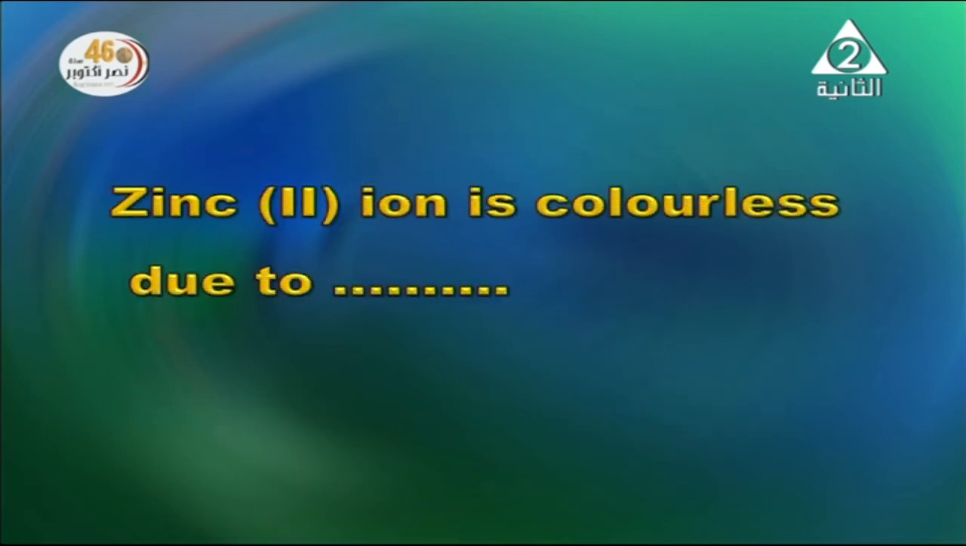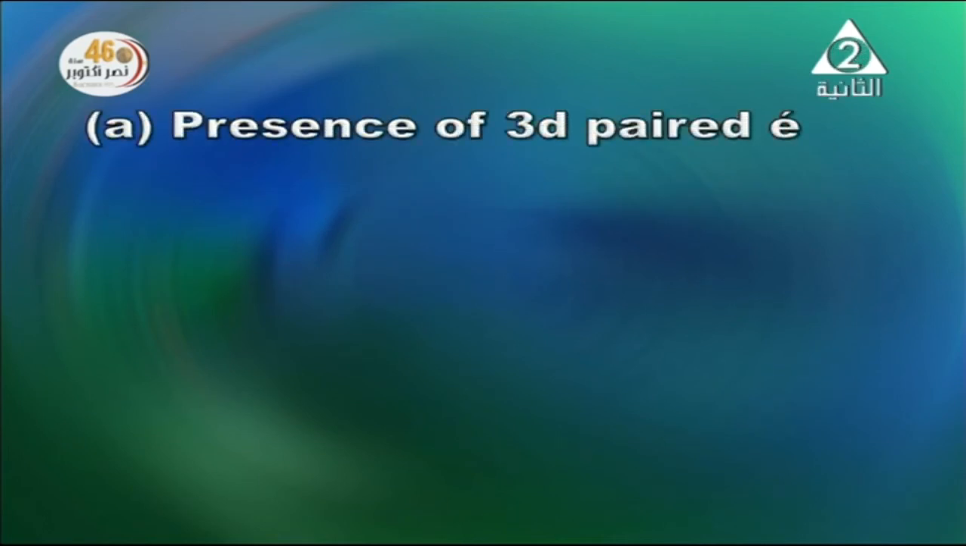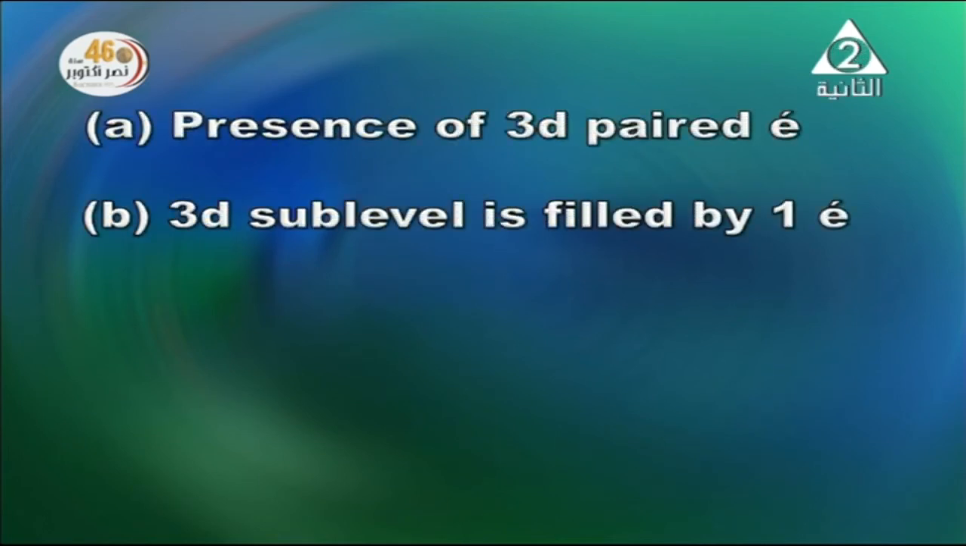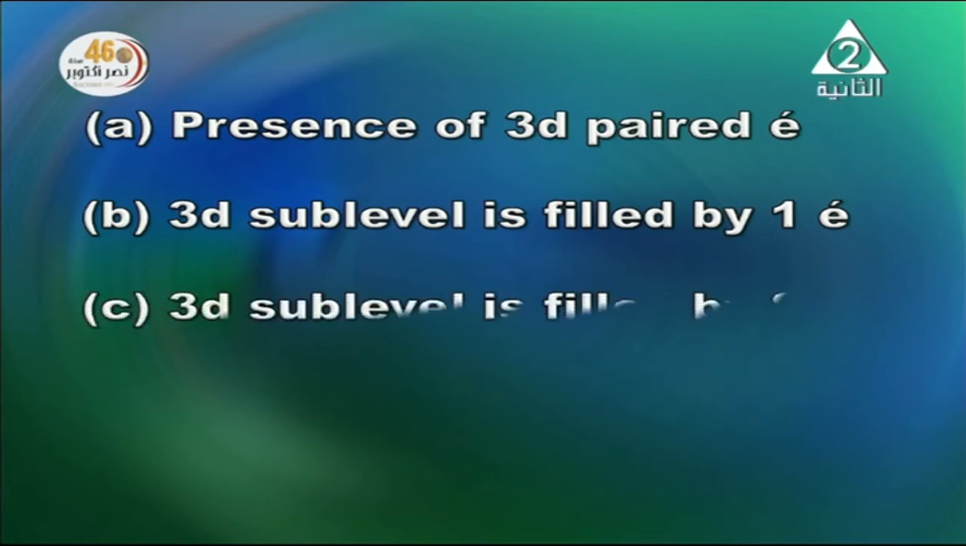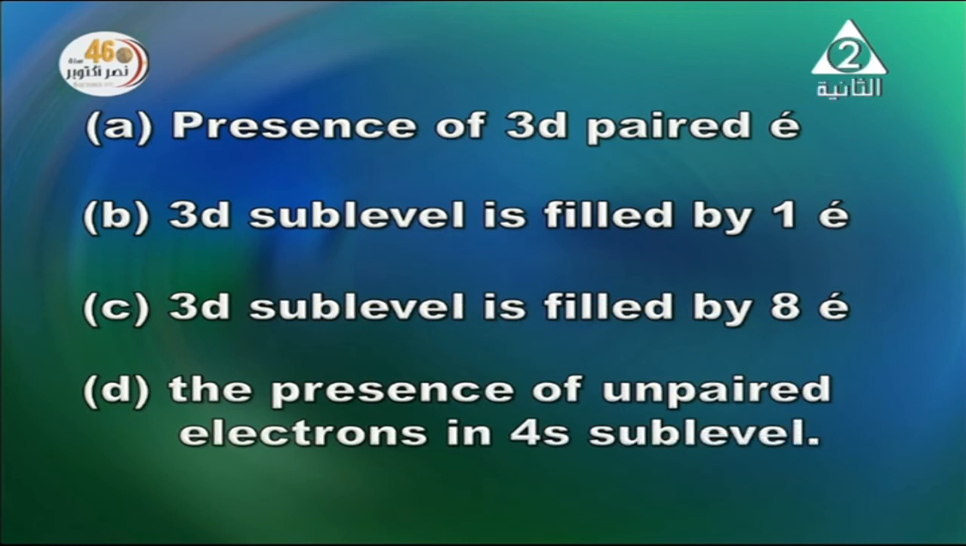Next point. Zinc 2+ ion is colorless due to what? Presence of 3d paired electrons. 3d sublevel is filled by 1 electron. 3d sublevel is filled by 8 electrons. The presence of unpaired electrons in 4s sublevel. If you think about it, my dear student, you will find the answer is the presence of 3d paired electrons.